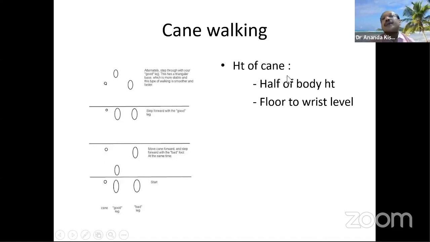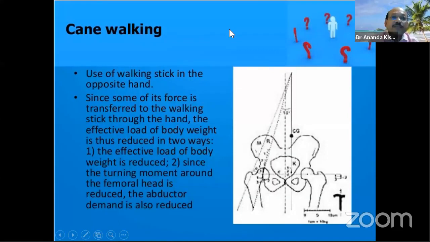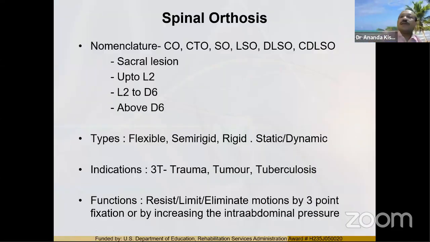So how will you know the height of the cane is ideal for the patient? Normally, we take the body height of the patient and make it half. That is the cane height. Or the height of the cane can be easily ascertained from the ground level to the wrist joint level. Basically, how does cane walking help? Suppose this side is affected, total hip replacement is done, and the cane is used on the opposite side. The cane shares the effective load of the body, so the joint reaction force is reduced. Because of this upward force, less abduction force is required on the other side. That will reduce the joint reaction force. So this is the basic effect of cane walking.